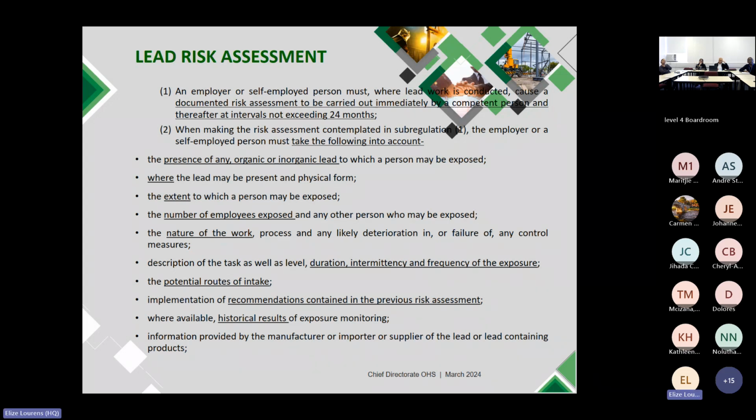The risk assessment must be conducted immediately and thereafter every 24 months, not exceeding 24 months, and must take the following into account. The presence of any organic or inorganic lead, where the lead may be, the extent to which people may be exposed, the number of employees that are exposed, the nature of work, the duration, intermittency, frequency of exposure, potential routes of intake, recommendations contained in the previous risk assessments, and then historical results from exposure. So that includes biological results as well as air monitoring results that may be available.